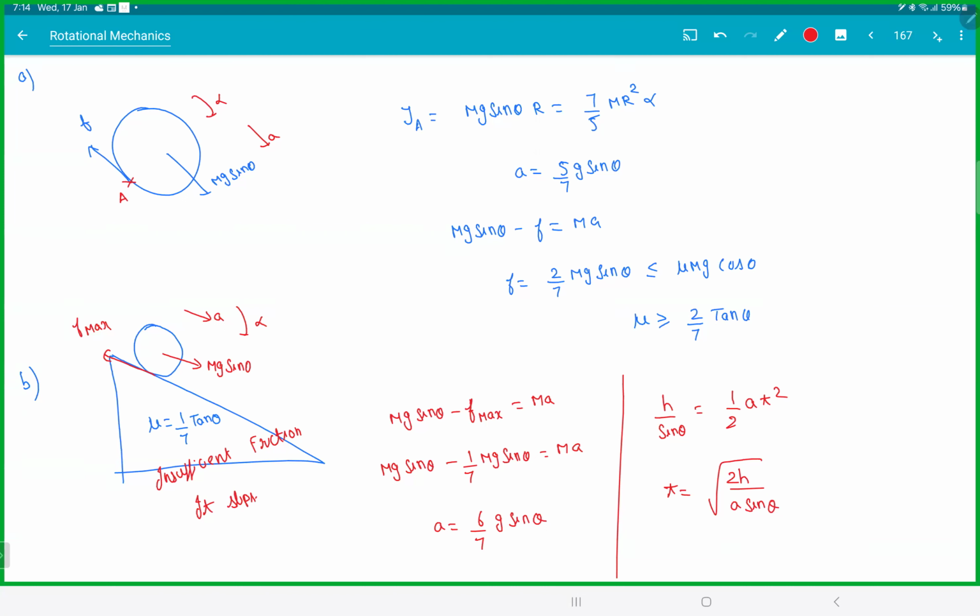Any doubts on this page, please ask. That mu minimum is a standard question. You should know it, a proper mains level question. Find mu minimum.